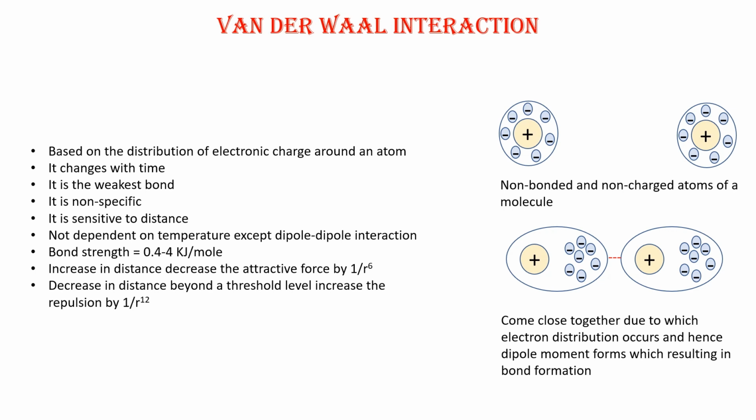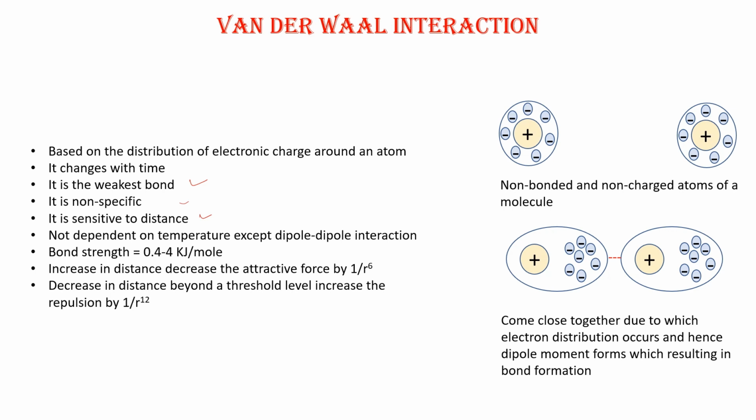It changes with time. It is the weakest bond which is non-specific in nature and it is sensitive to distance. That means as you increase the distance, the interaction will go weaker and it will break. As you decrease the distance, you'll get more and more strong interaction. The bond strength is 0.4 to 4 kilojoule per mole.